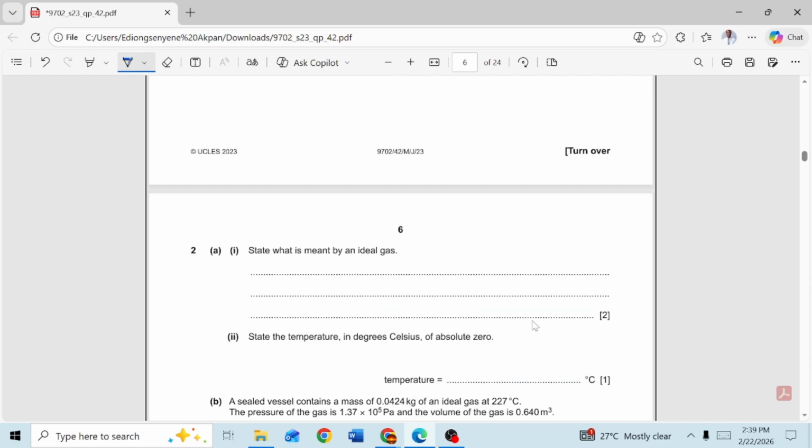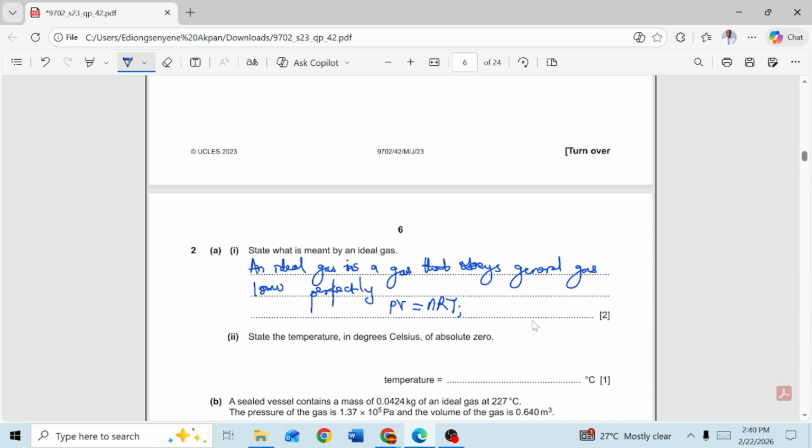The next question is ideal gas. We are done with the gravitational field. Now, ideal gas. State what is meant by an ideal gas. An ideal gas is a gas that obeys the general gas law perfectly, PV equal to nRT, in which R is the molar gas constant, T is the absolute temperature, P is pressure, V is volume, and n is the number of moles.